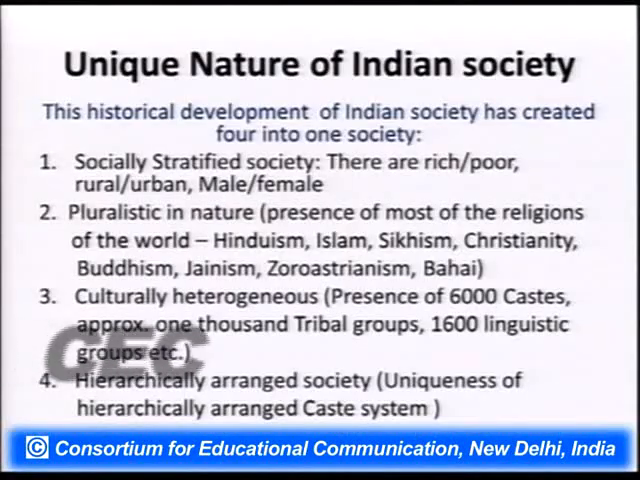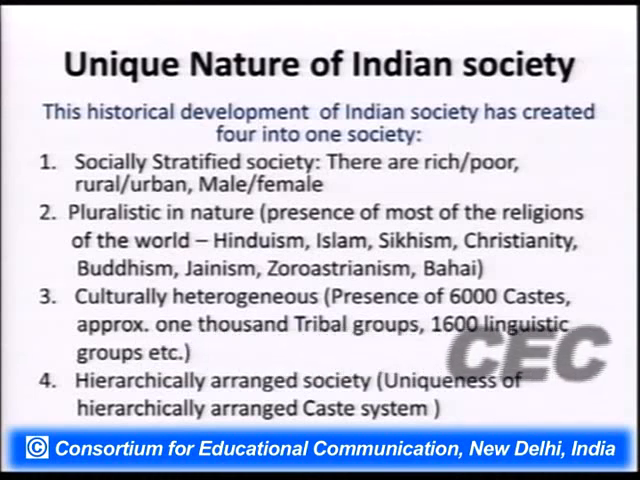Last but not the least, along with social stratification, pluralism and cultural heterogeneity, we are also called a hierarchically arranged society. Hierarchically arranged society means that we are divided in the caste system, and each caste is related in a hierarchical manner: the lowest caste, then the upper castes, the uppermost caste, Brahman, Kshatriya, Vaishya, Shudra, and last come the untouchables, basically 16 crore ex-untouchables of Indian society, considered as scheduled castes.